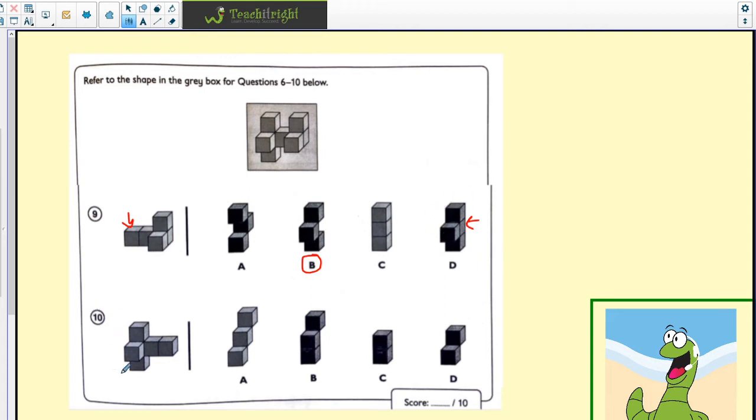Right, let's look at number 10. Very similar. So again, they've given us the majority of it. We're just missing this top piece and this piece here.